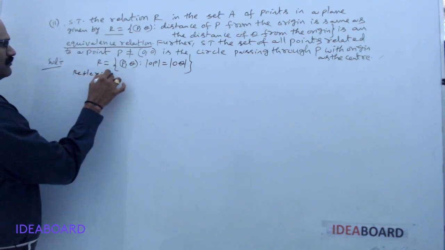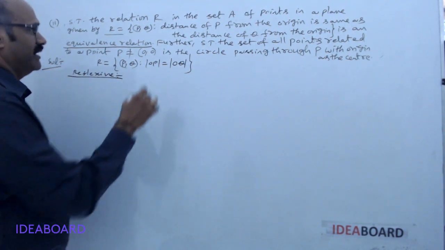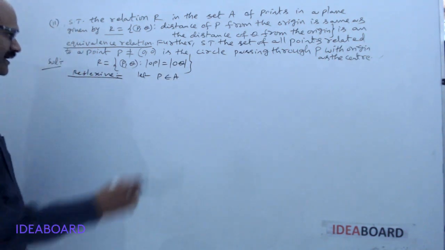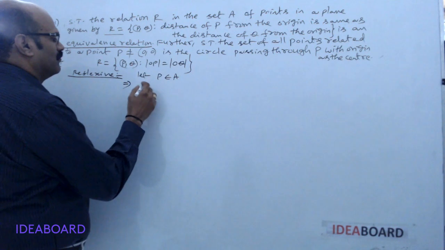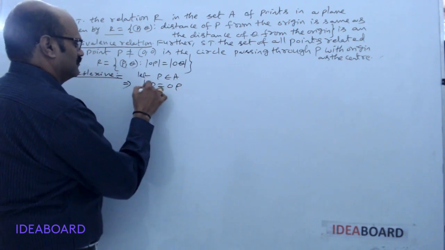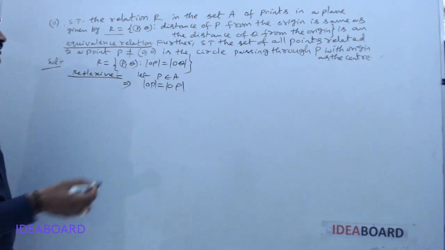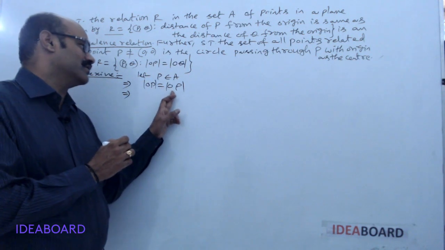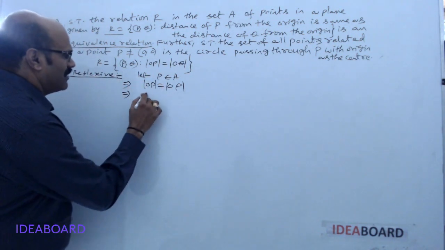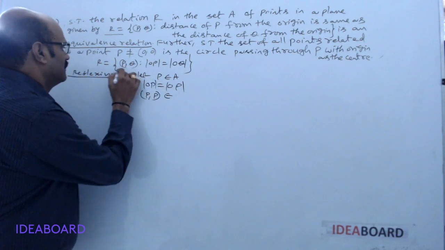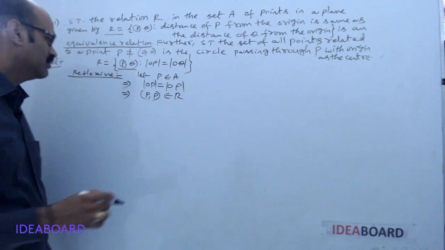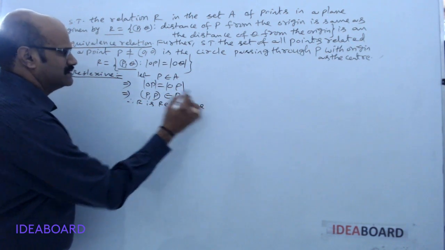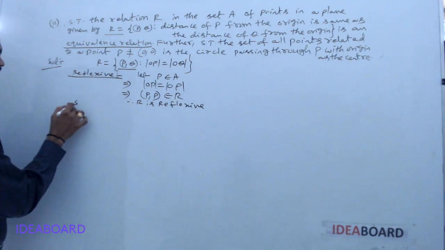Reflexive. Let me take P belongs to A. It implies OP is always equal to OP. Whenever you have |OP| equal to |OP|, we say that (P, P) belongs to R. Therefore, R is reflexive. Now, symmetric.